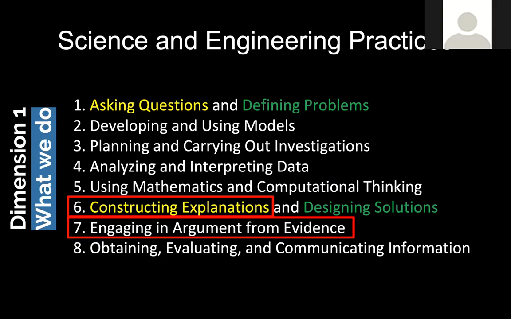And we're going to look at engaging in argument from evidence. Now these do have numbers, but they're just arbitrary numbers as identifiers, like this is number 6, this is number 7. It doesn't indicate a hierarchy or any sequence of any kind. So these are the two we're going to focus on.